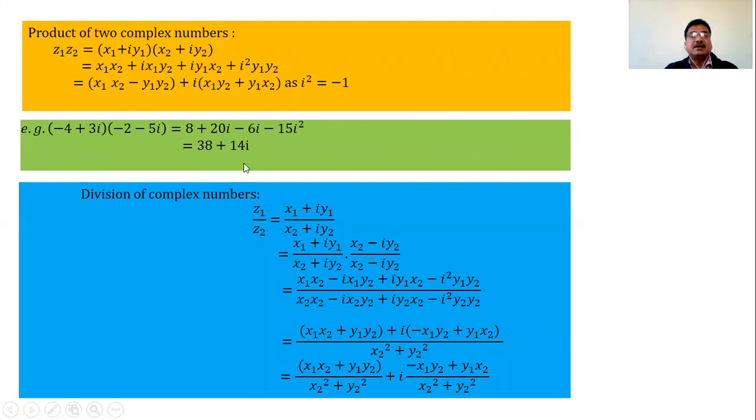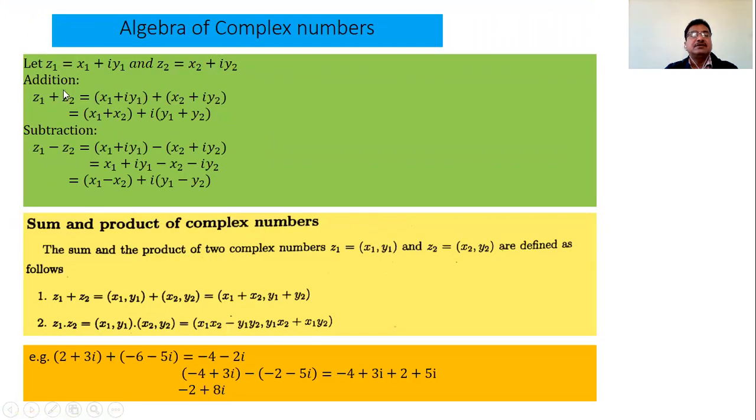Take z1 as this. z1 plus z2 is (x1 plus x2) in bracket plus i(y1 plus y2). And then its bar is what? Its bar is right here, just a minus sign. Okay, and then we have (x1 minus iy1) in one bracket plus (x2 minus iy2) in another bracket. That is z1 bar plus z2 bar. So the conjugate of z1 plus z2 is z1 bar plus z2 bar.